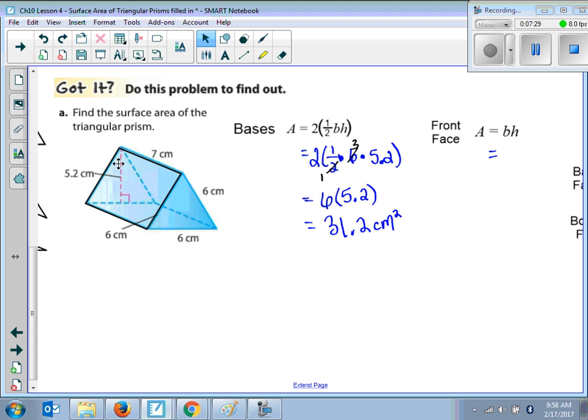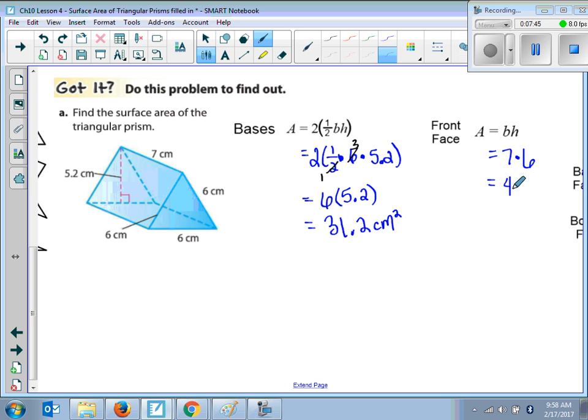6. Very good. That 5.2 is on the triangle, right? So now we substitute what we know. The base we said was 7, and the height was 6. So that is 42 centimeters squared. Okay? All right. So now let's see, what are we going to look at next?